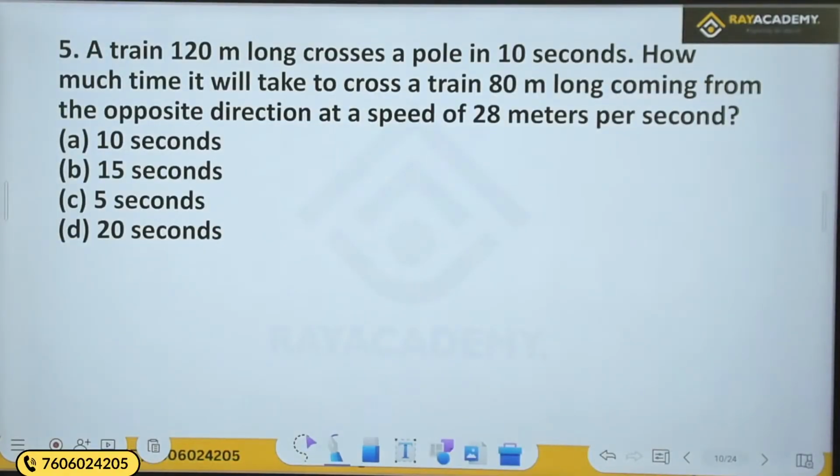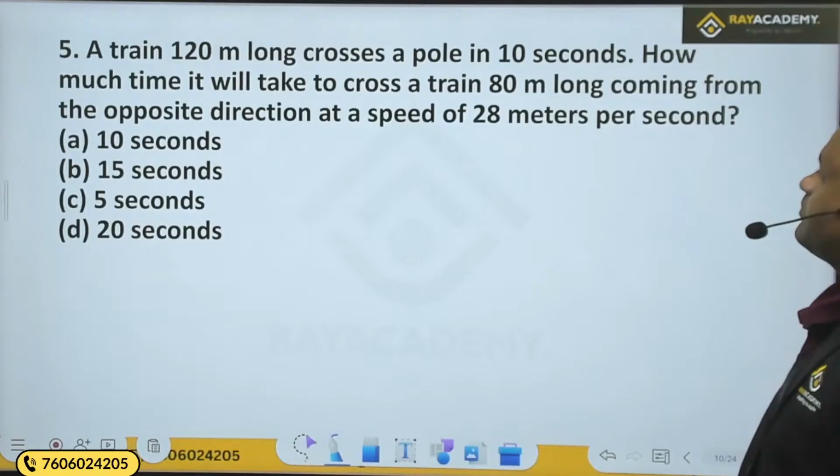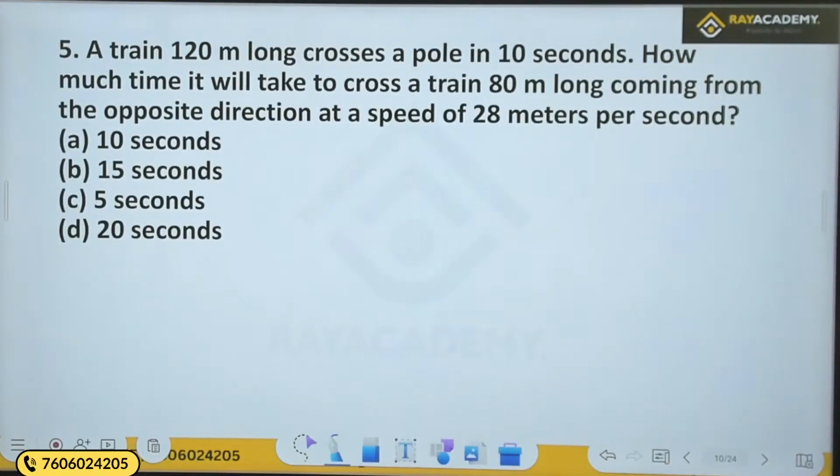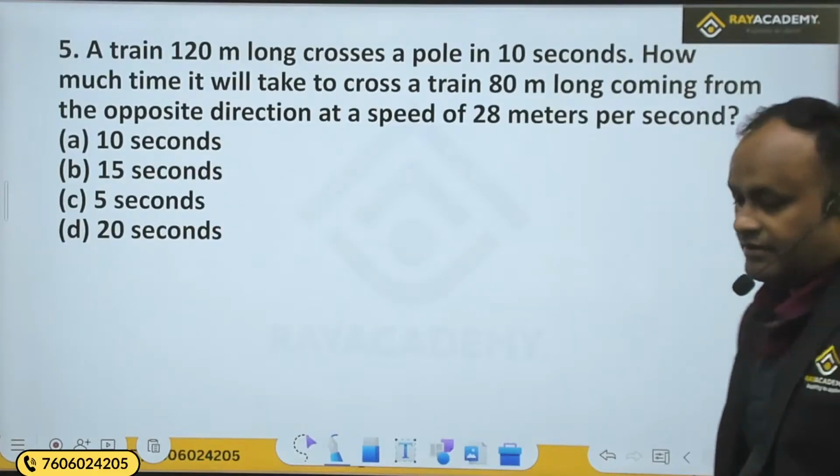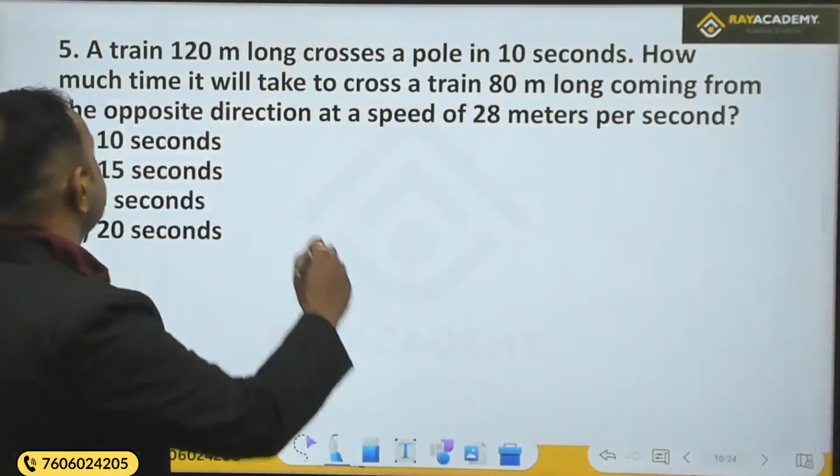Another question. A train 120 meter long crosses a pole in 10 seconds. How much time will it take to cross a train 80 meter long coming from the opposite direction at a speed of 28 meter per second? Okay. Good. Here also two scenarios.